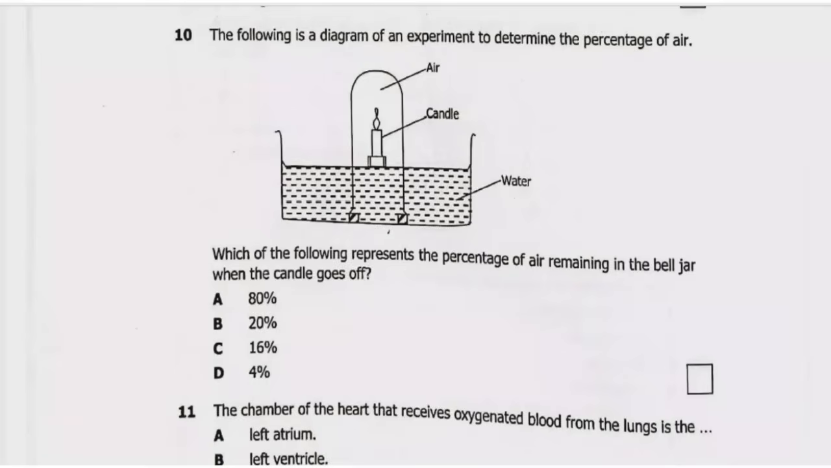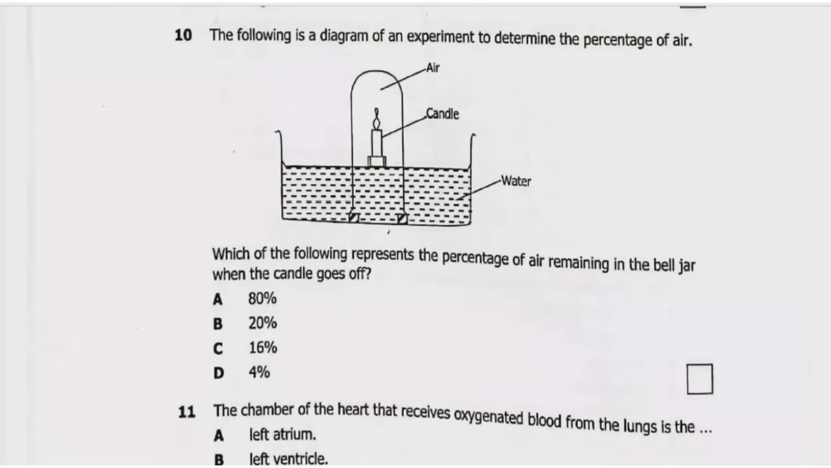Okay, so we go to question 10, which is: the following is a diagram of an experiment to determine the percentage of air. We have got air, we have got a candle, we have got water. The actual question is: which of the following represents the percentage of air remaining in the bell jar when the candle goes off?